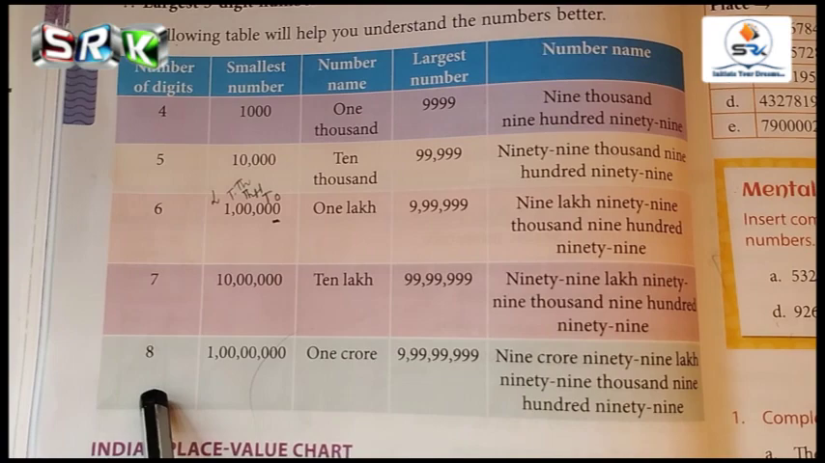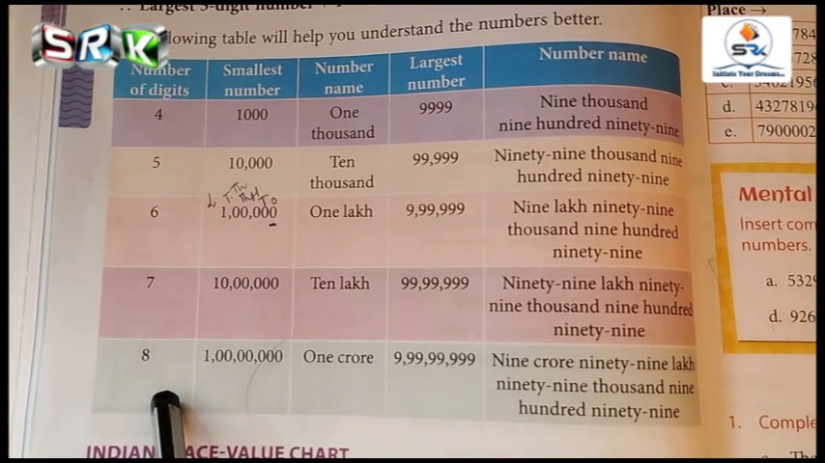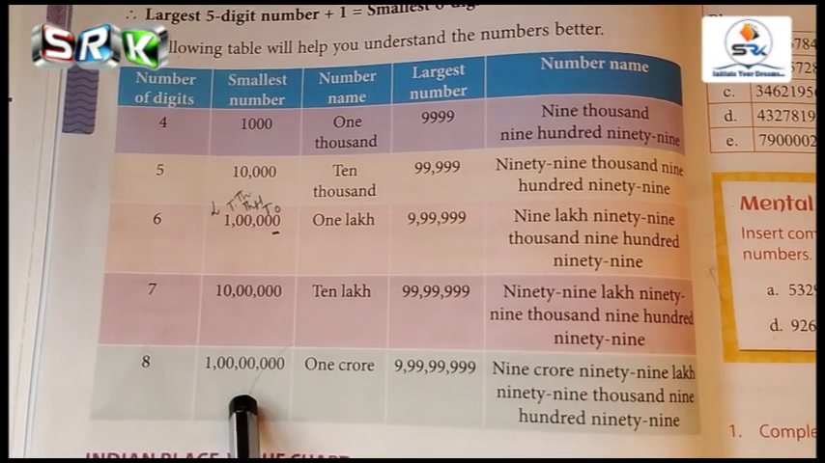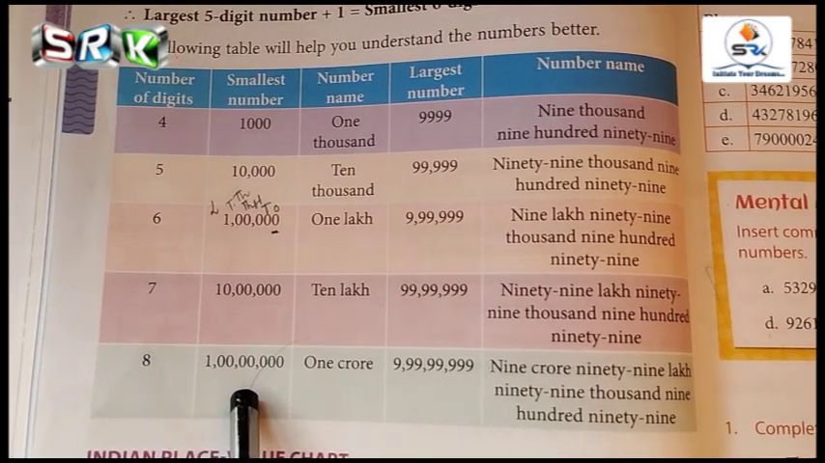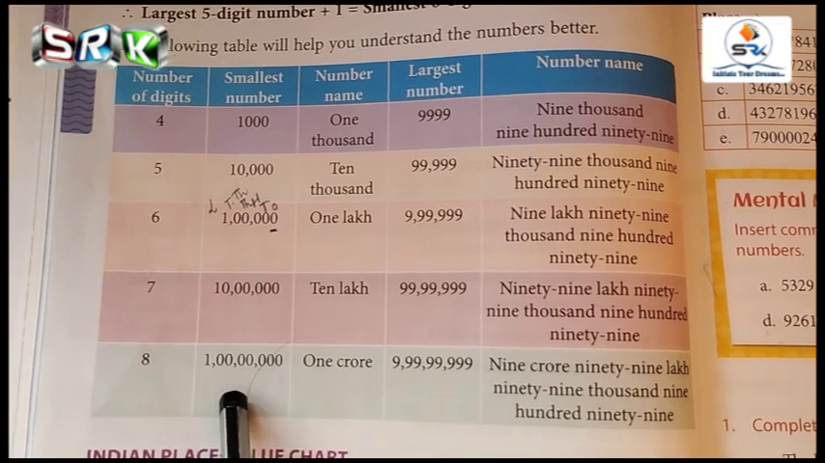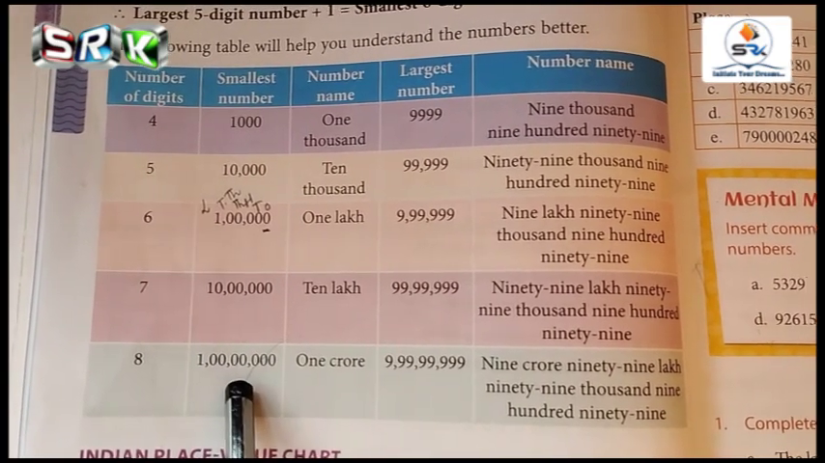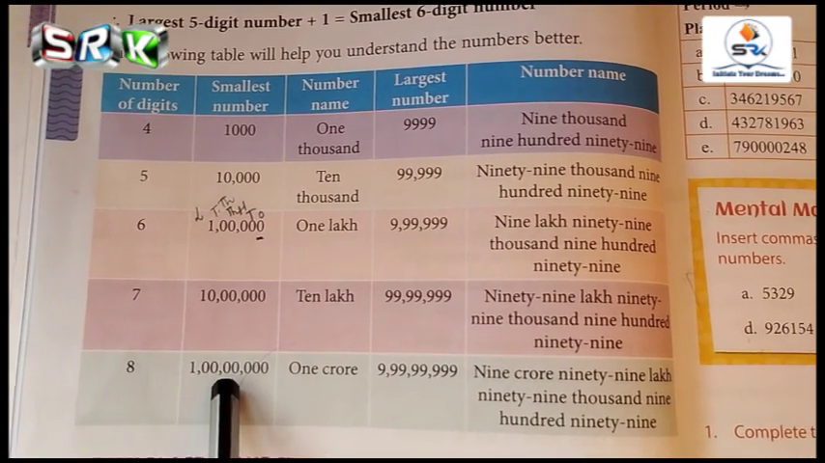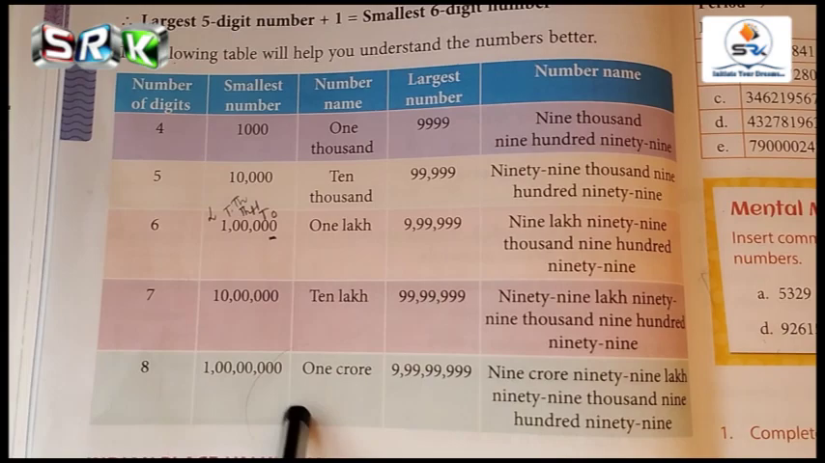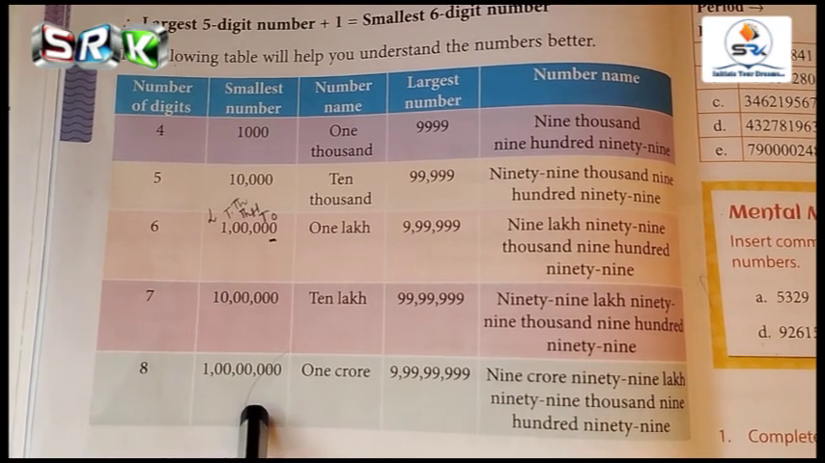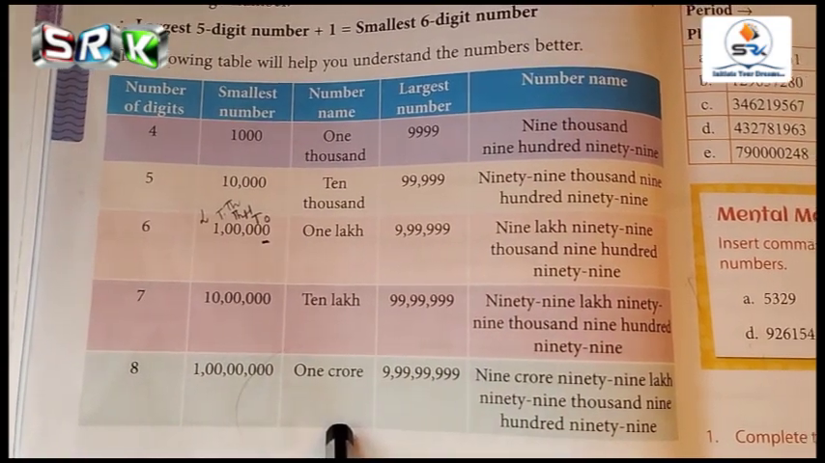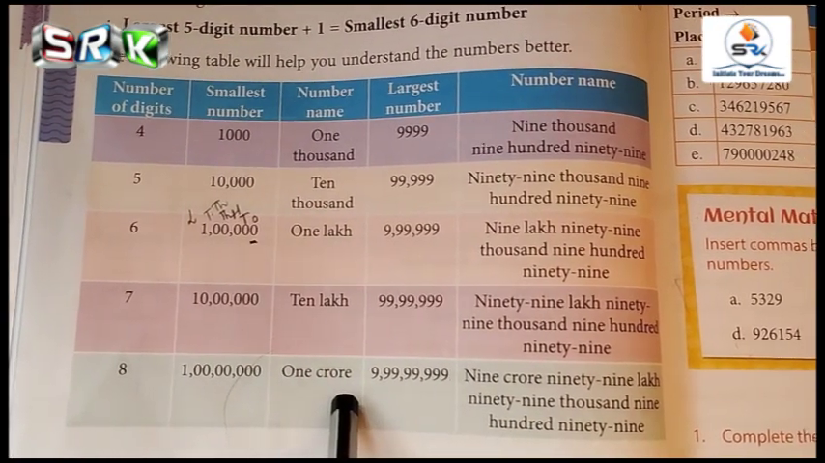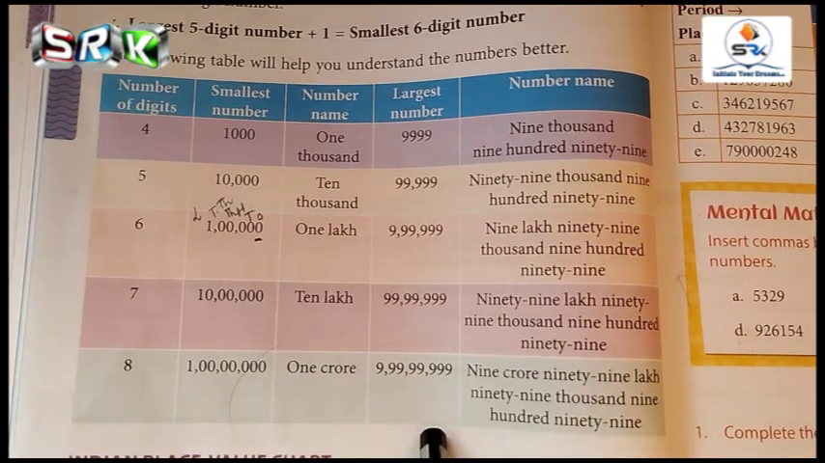Okay, the last one is 8 digits. The 8-digit number is also called crore. So you can write it by the crore method. The smallest 8-digit number starts from 1 crore. For 1 crore, how many zeros do you have? Count the zeros: 1, 2, 3, 4, 5, 6, 7. You are going to have 7 zeros in a crore. So how can you write the number name 1 crore? Say the spelling of crore. C-R-O-R-E, crore.